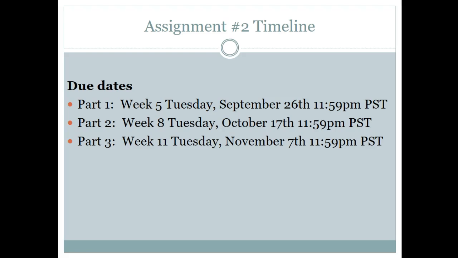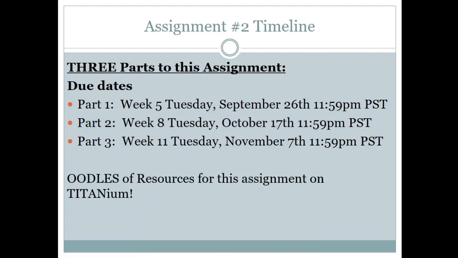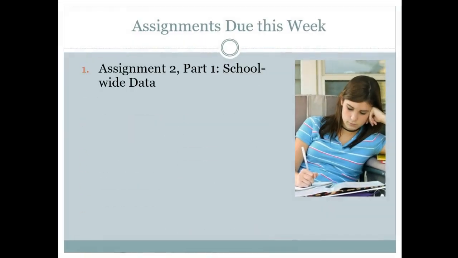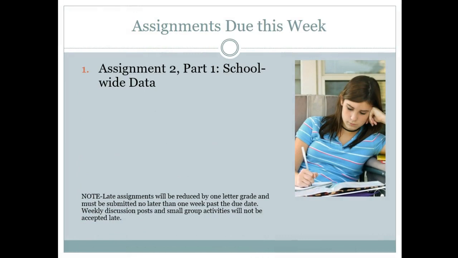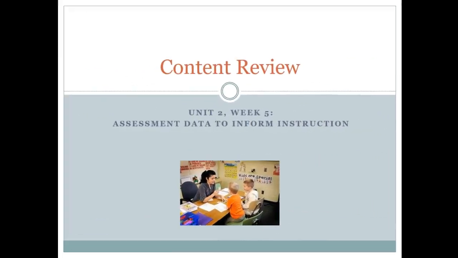Next week in our content, we'll read a sample SWOT analysis and talk a little bit more about a SWOT analysis. That will help you with that component of the assignment, but just keep these dates on your radar. There are 3 parts to this assignment. Part 2 is coming up, so if you get done with part 1 early and want to get started, go ahead, and as always, check all of the resources on Titanium to help you. Part 1 is due this week. As a reminder, late assignments such as this will be reduced by 1 letter grade and cannot be submitted more than a week late. So get on top of this assignment this week.